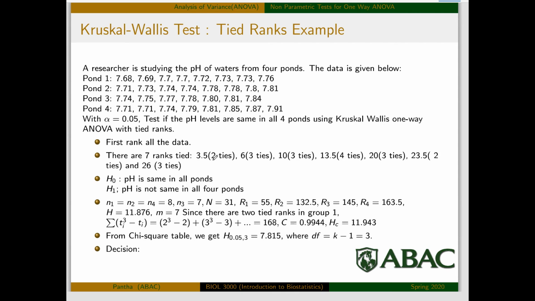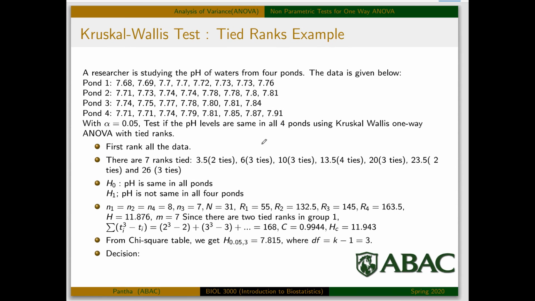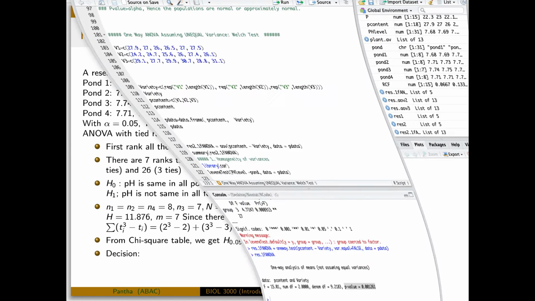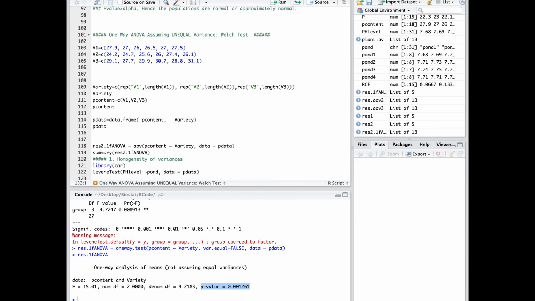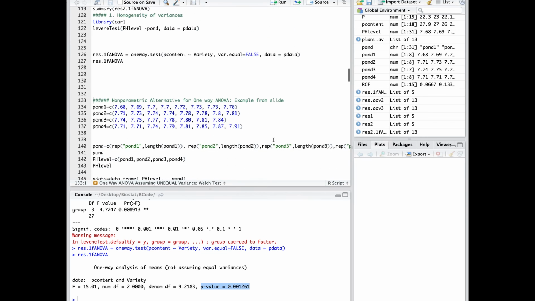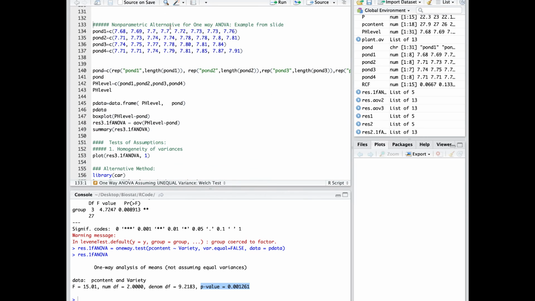This example has tied ranks, so it is more complicated than the first example. So what I'm going to do here is show you how to use R for this problem. You see that? Non-parametric alternative for one-way ANOVA, example from the slide.